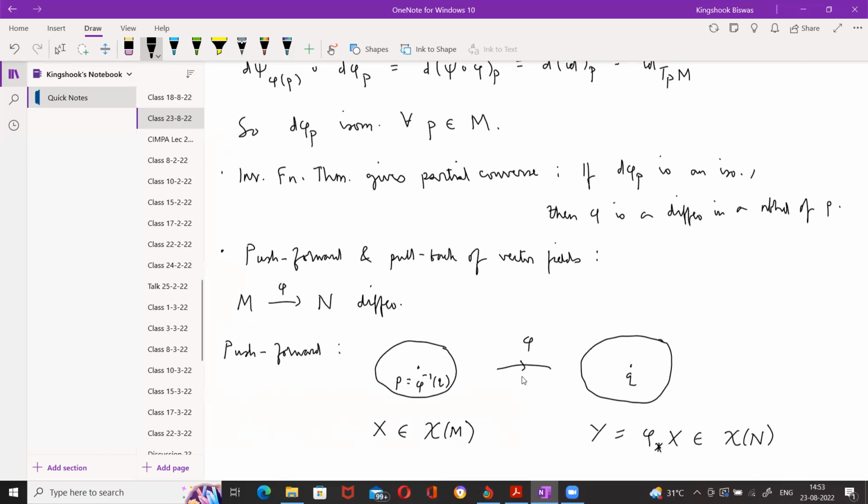And then at P, I have a tangent vector, X at P. And now at the point P, I have the derivative of phi, d phi at P. So that will map tangent vectors at P to tangent vectors at Q, right? So I define Y at Q to be d phi at P of X at P, where P is equal to phi inverse Q. Is this clear? Yes. Okay. So that will define the push forward of a vector field. All right. Any question about this?